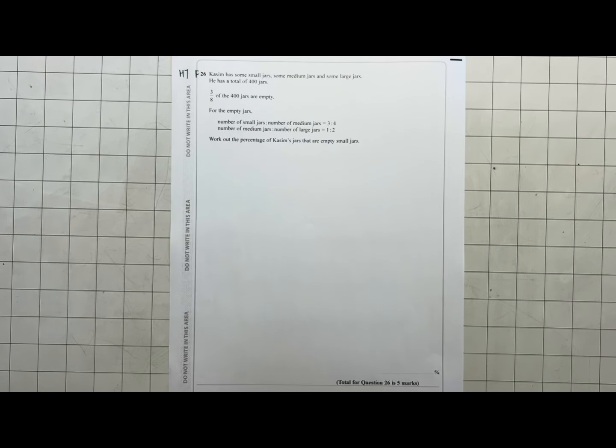Hello, this question appeared on both the Foundation and Higher Paper 1 in May 2024. It was question 26 on the Foundation paper and question 7 on the Higher paper.